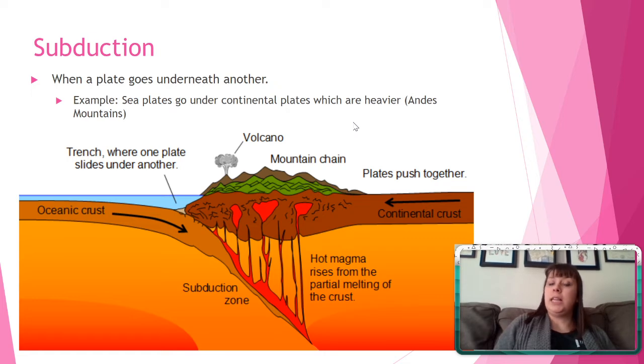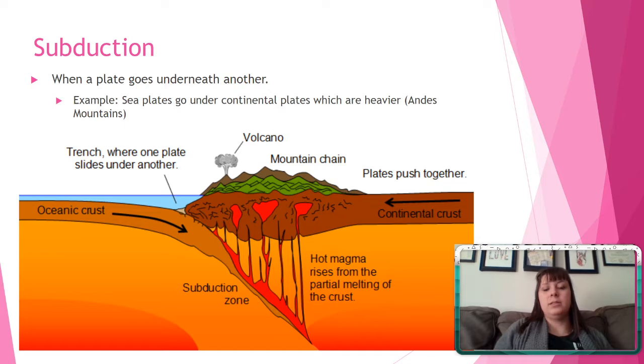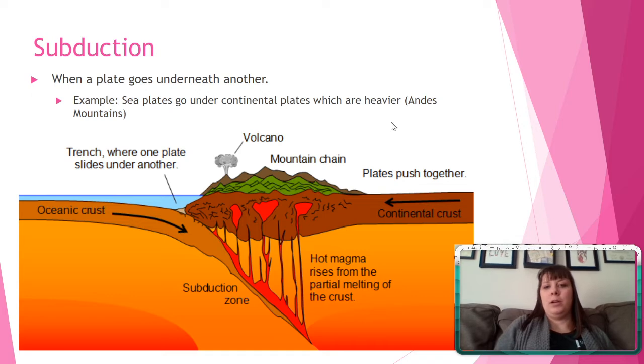Subduction is when a plate goes underneath another plate. So we have our root word sub. So think like submarine, a subway. Sub means underneath. So subduction is where you have one plate going underneath another plate. So here's a picture. We have oceanic crust, we have a subduction zone. When the oceanic crust melts, sometimes we'll see it come up and create volcanic mountain chains. And usually we see those along the coasts.